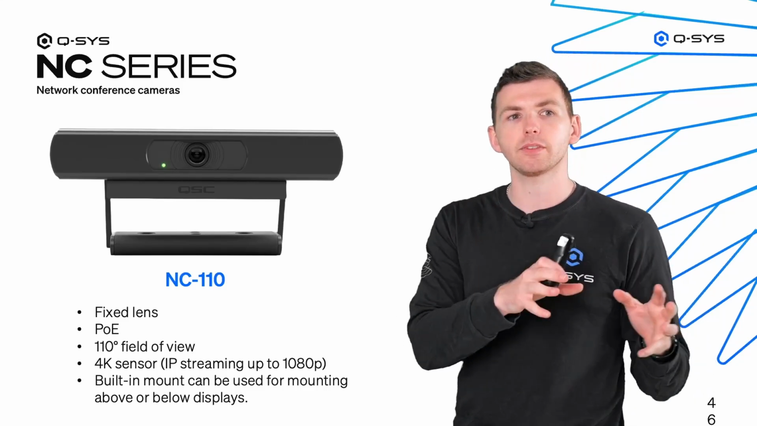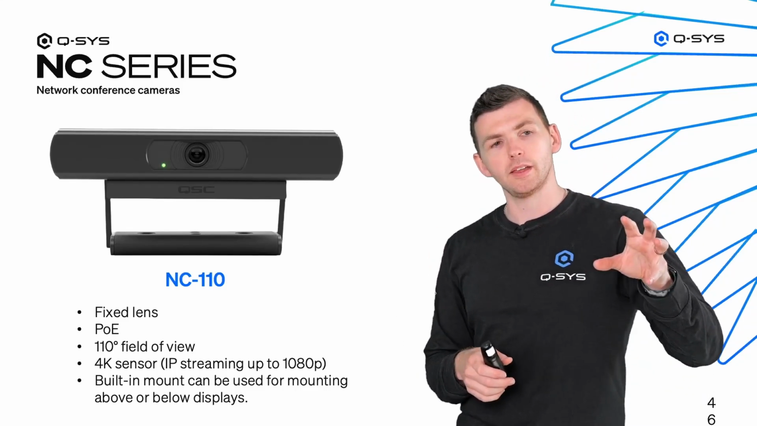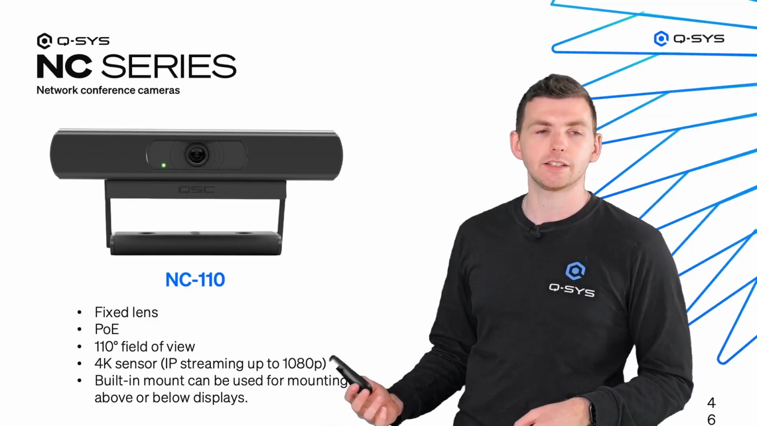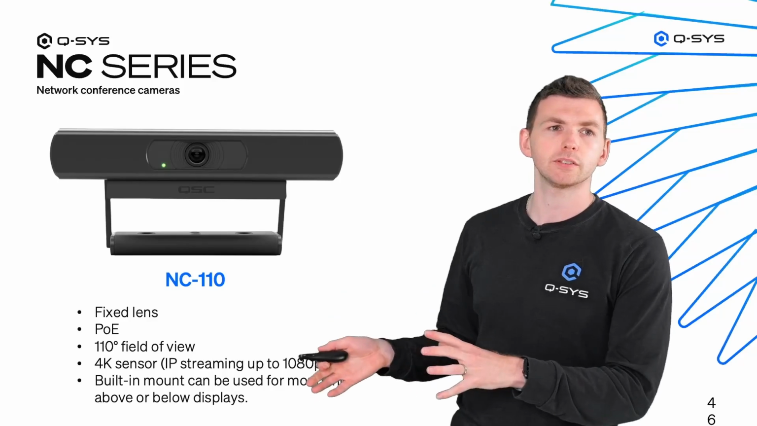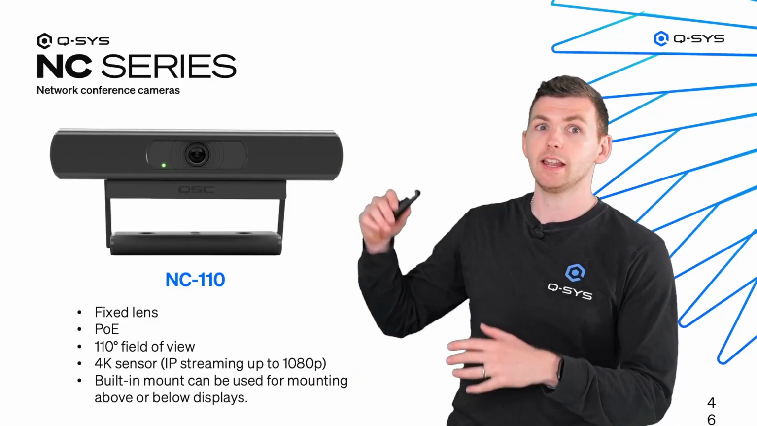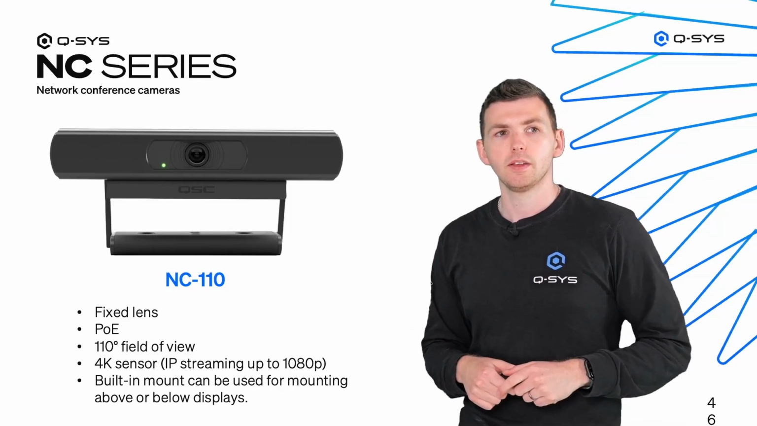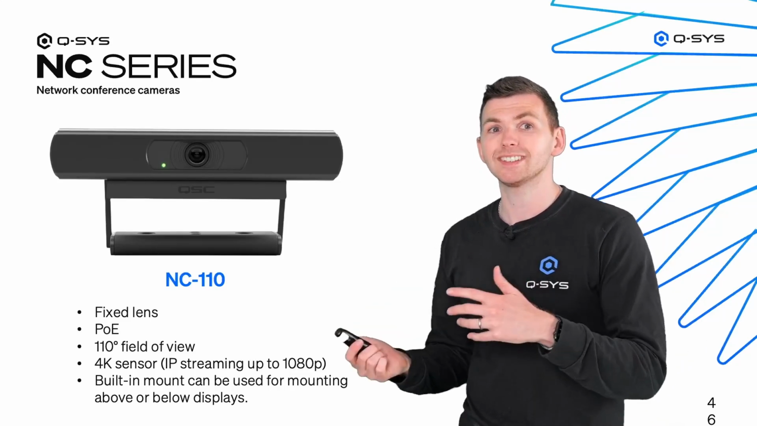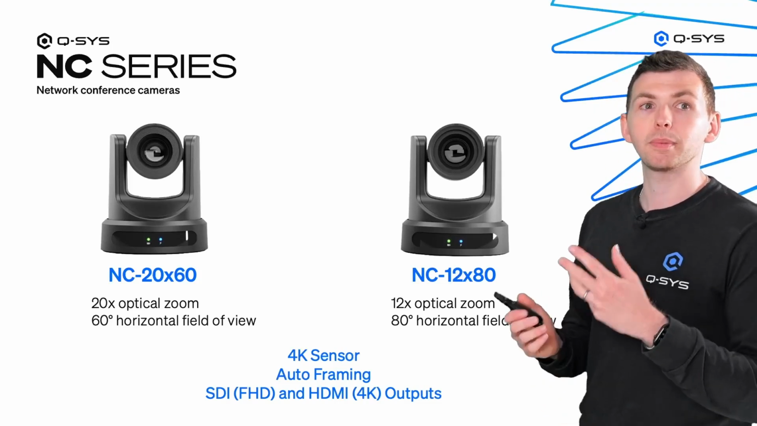So you can pan around that 110-degree field of view. You can get a 2x crop there, and you've still got genuine 1080p output, which is great for conferencing. And of course you can mount this anywhere you like. You can mount it on a ceiling, above a display, below a display, on the wall, whatever you need to do.